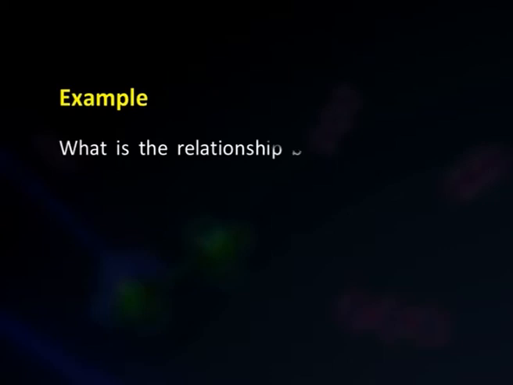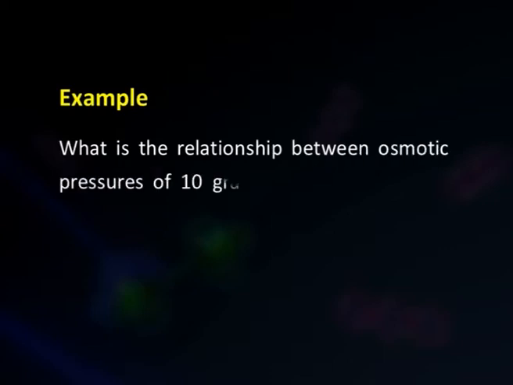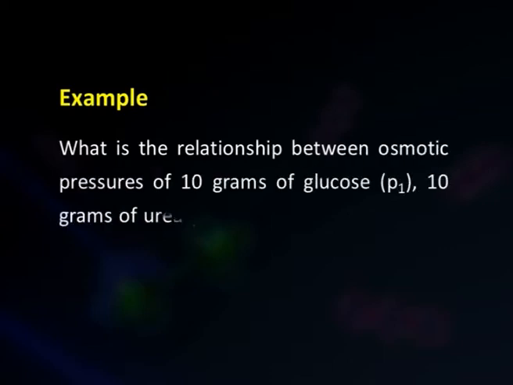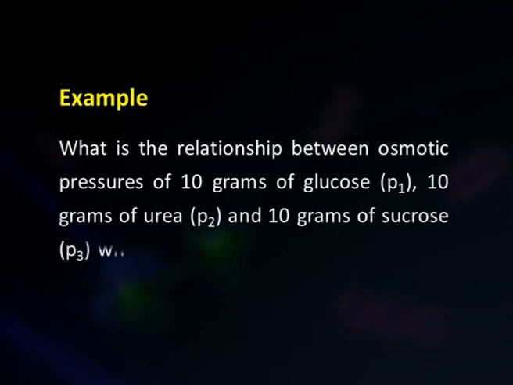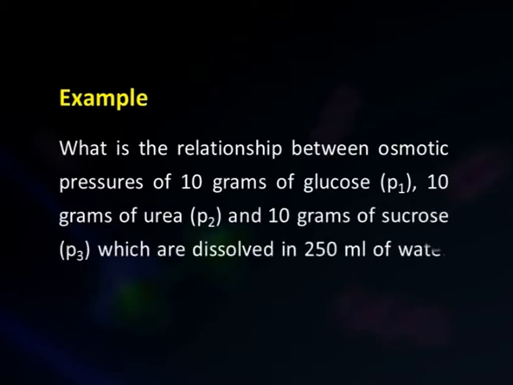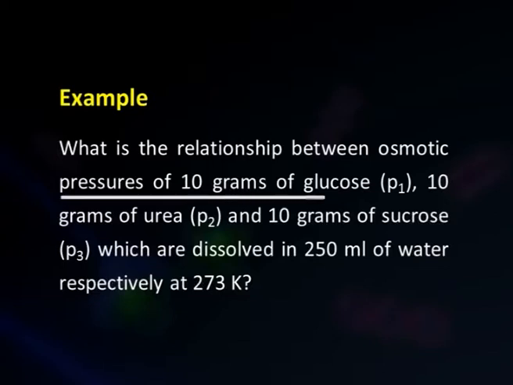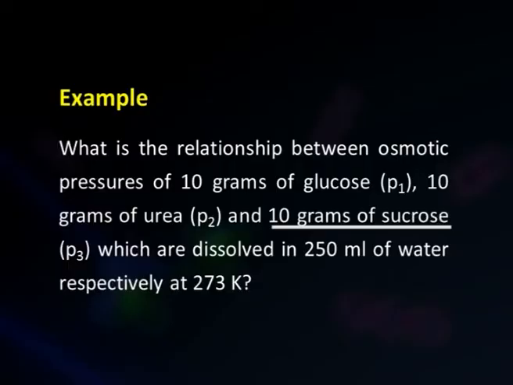What is the relationship between the osmotic pressure of 10 grams of glucose, 10 grams of urea and 10 grams of sucrose, which are dissolved in 250 ml of water respectively at 273 Kelvin? P1 is the osmotic pressure of glucose, P2 is the osmotic pressure of urea and P3 is the osmotic pressure of sucrose. Let us first calculate the number of moles of glucose, urea and sucrose.